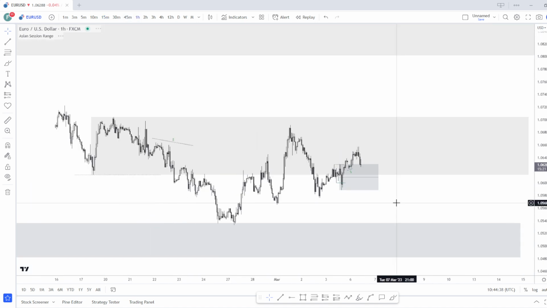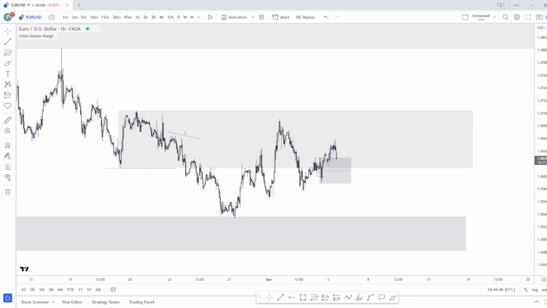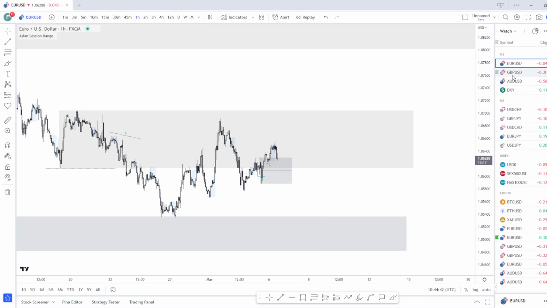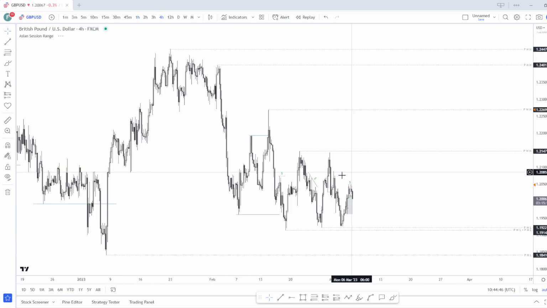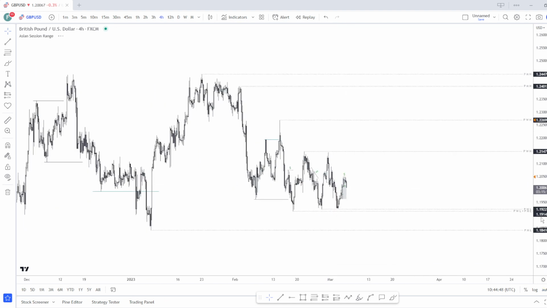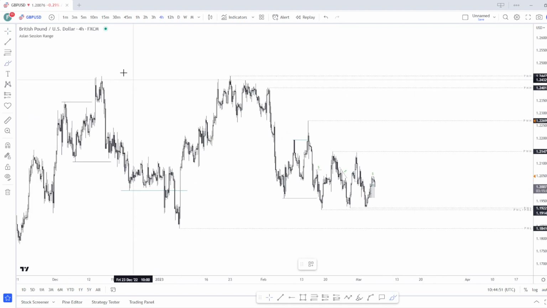Okay, so that is EU done. Honestly, GU is ugly at the moment. It's ugly. We have this higher time frame range here. These are equal highs to me. This isn't a break. This is equal high liquidity.